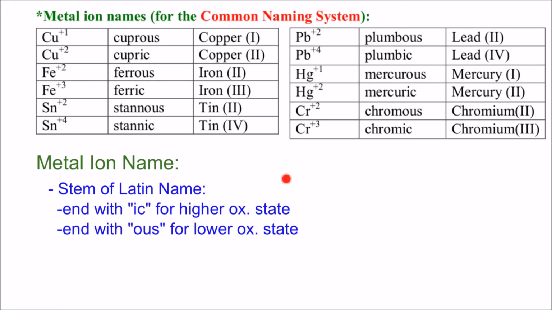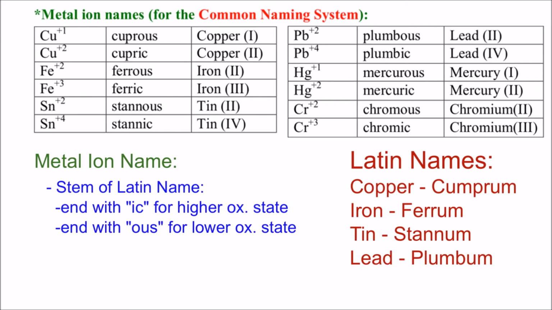Here's how they got those common ion names. They took the stem of the Latin name, and then "ic" is for the higher oxidation state, and "us" is for the lower oxidation state. These are the Latin names for the first 4 elements in our list. Copper is cuprum, iron is ferrum, tin is stannum, and lead is plumbum.